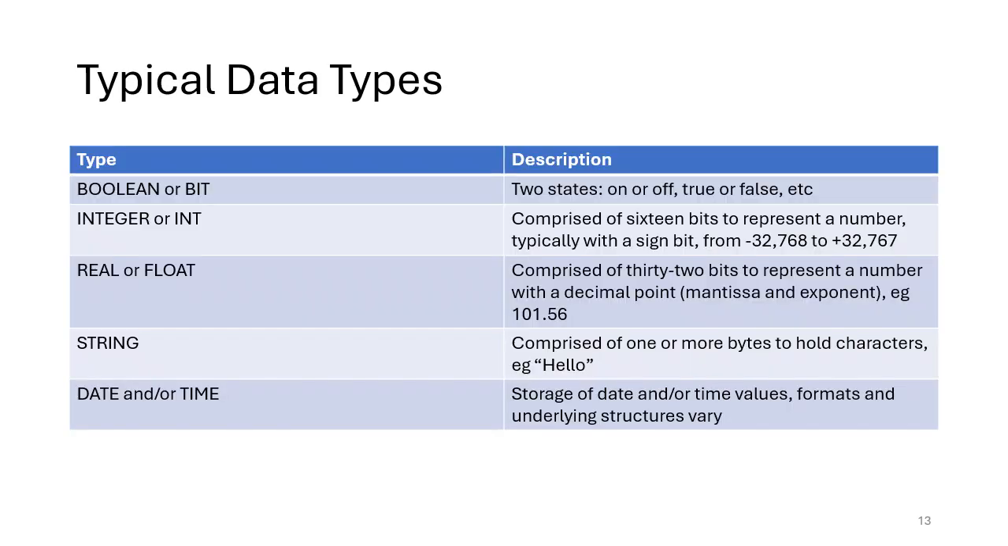Here are some typical data types. Boolean or bit. This has two states. Because it's a single bit inside the computer, the value could be on or off. That could represent 0 or 1, true or false, or maybe some other things which only have two states. So, for example, are you working or not? That could be used to represent those two states, and you could use a Boolean or a bit to do that. Integer, or int for short.